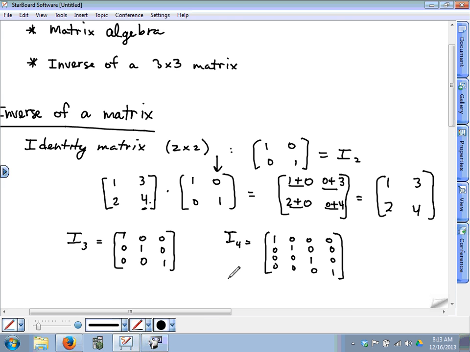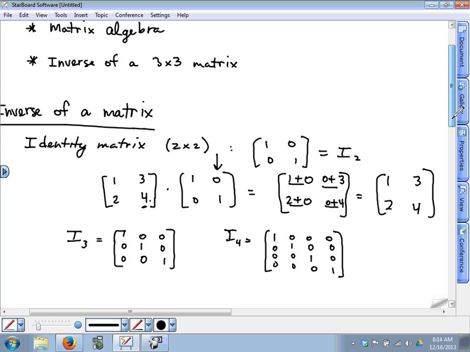Sounds like we're talking in binary. Yeah. It's similar to reduced echelon form. Yep.